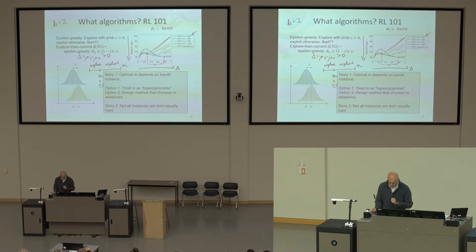The other story is that not all instances are equally hard, it seems, because even for the golden curve, you can see a little bump. In this part of the curve, the regret is highest even with the best choice of M. That might give you a little pause: is that an inherent property of bandit algorithms? It turns out yes. Not all instances are equally hard. You might think this is just specific to the algorithm family, but it turns out this is not the case.